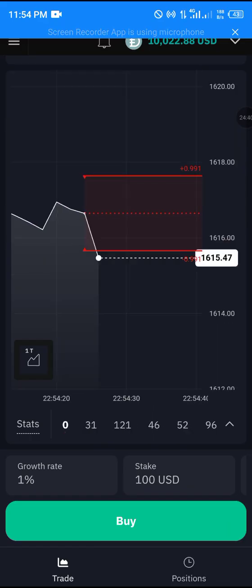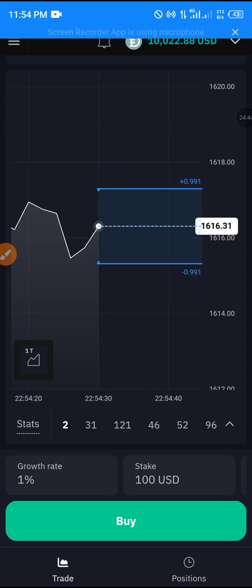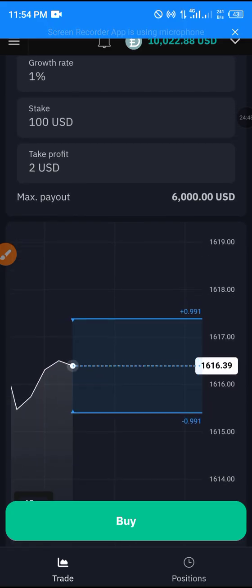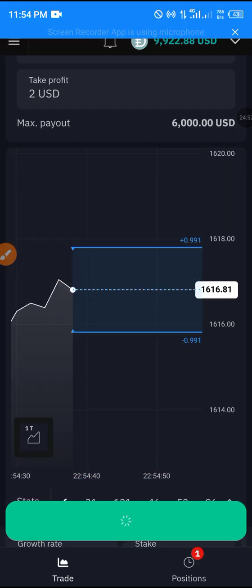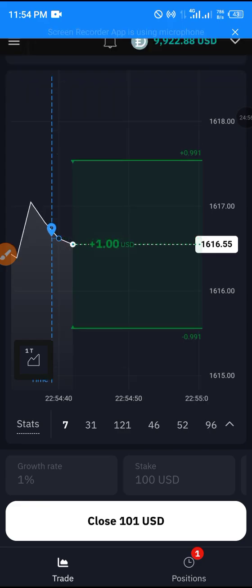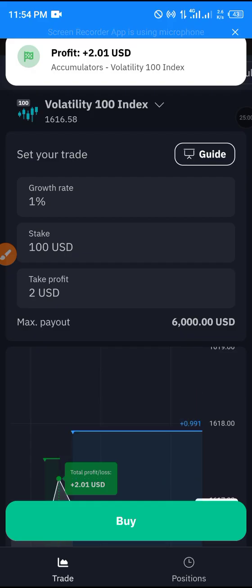So I'm clicking buy. You can see in 31 it hits that loss, but I'm not gonna give up. I didn't enter trade, so I'm gonna click on buy. Remember, I'm using 100. I've clicked buy. Okay, I've taken my profit. That was 1% growth.